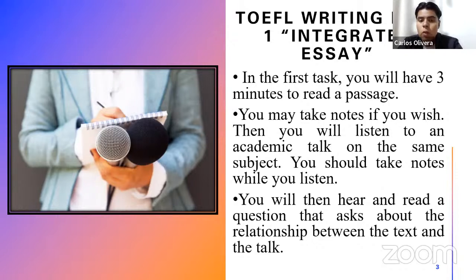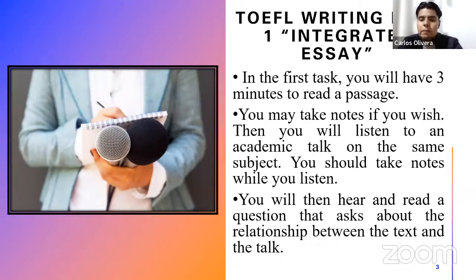So don't worry, I'm going to tell you what to do. But as I say, in this first task, you will have to read, first of all, a reading passage that will be about an academic subject. It can be about anything. It can be about medicine, biology, chemistry, physics, arts, computer science. You can think about it, okay? Well, as I say, you read this passage, you have 3 minutes for doing so.